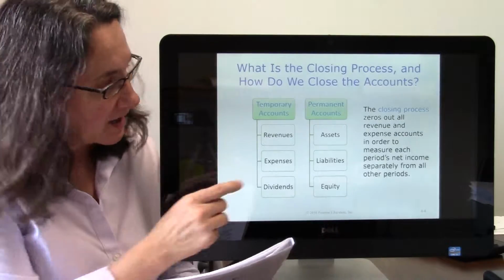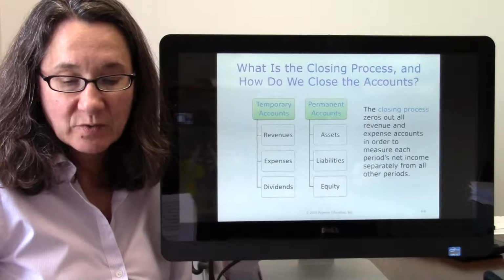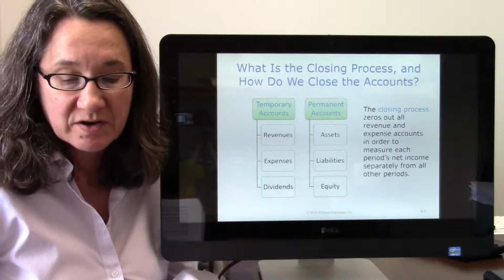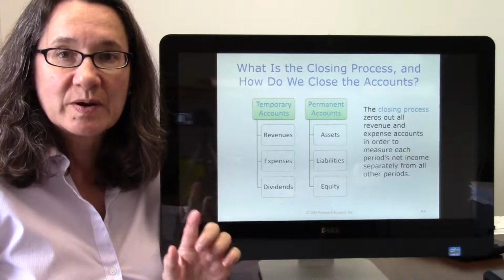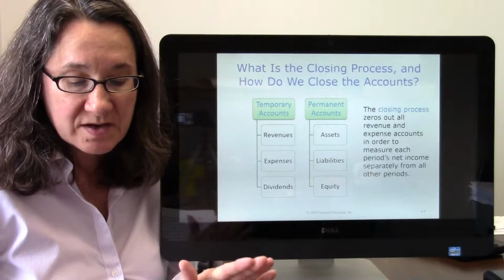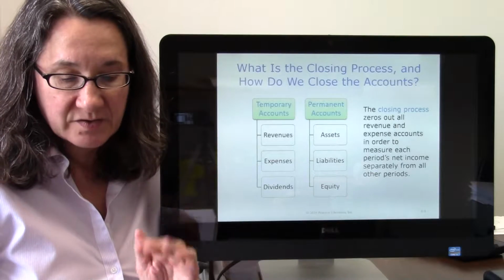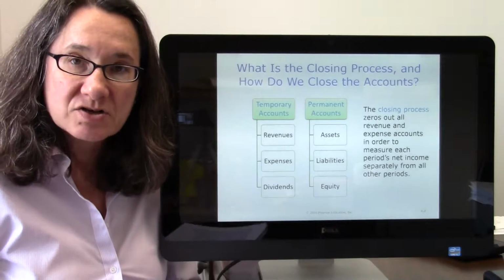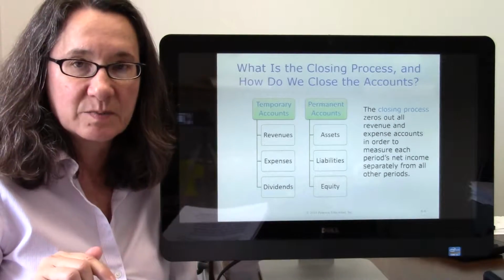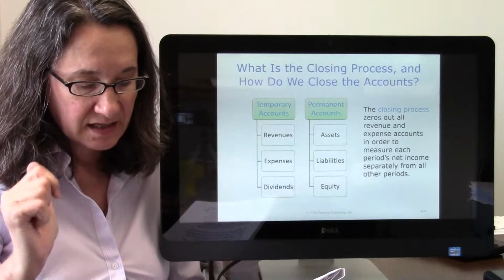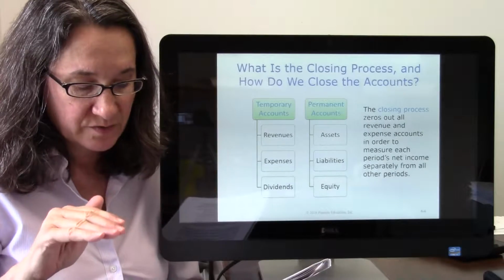A temporary account, so the slide lists temporary accounts. A temporary account is an account that relates to a particular accounting period and is closed at the end of that period. So remember, we're accounting for a period of time, and if it applies only to that period, we close it. The revenues, expenses, income summary, and dividend accounts are the temporary accounts. By contrast, a permanent account is an account that is not closed at the end of the period. The asset, liability, common stock, and retained earnings accounts don't get closed.